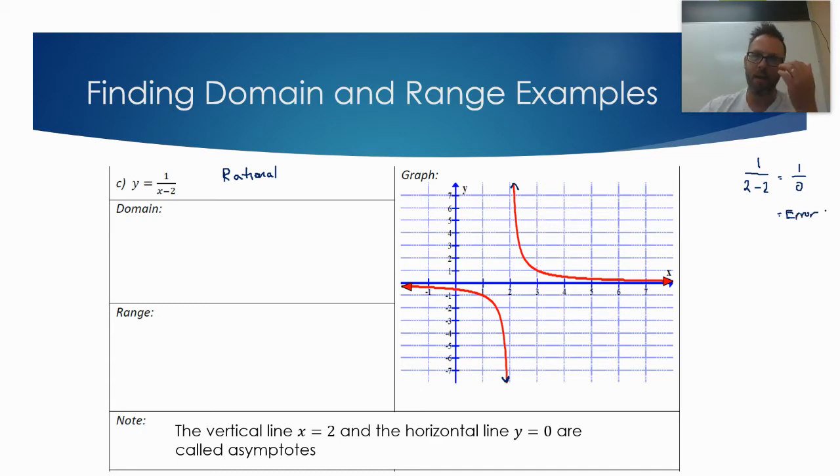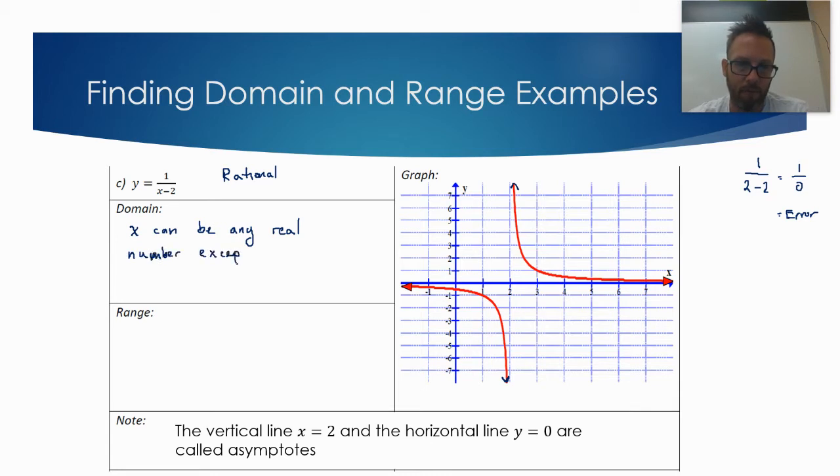So the domain for this function, I can plug in any x value I want except 2. And the graph shows that too, right? The graph shows you that everywhere has a point except x equals 2. So for the domain, I'm going to write it in words first. I'll say x can be any real number except 2.